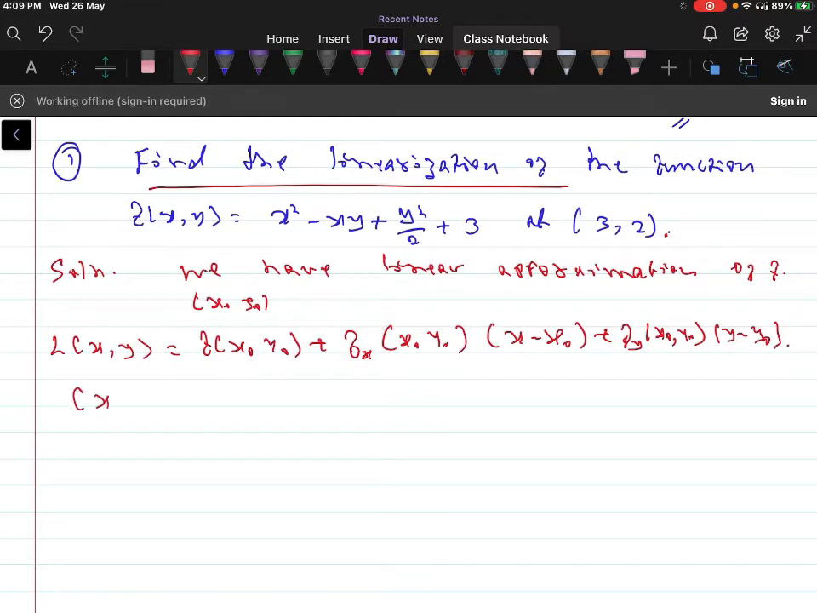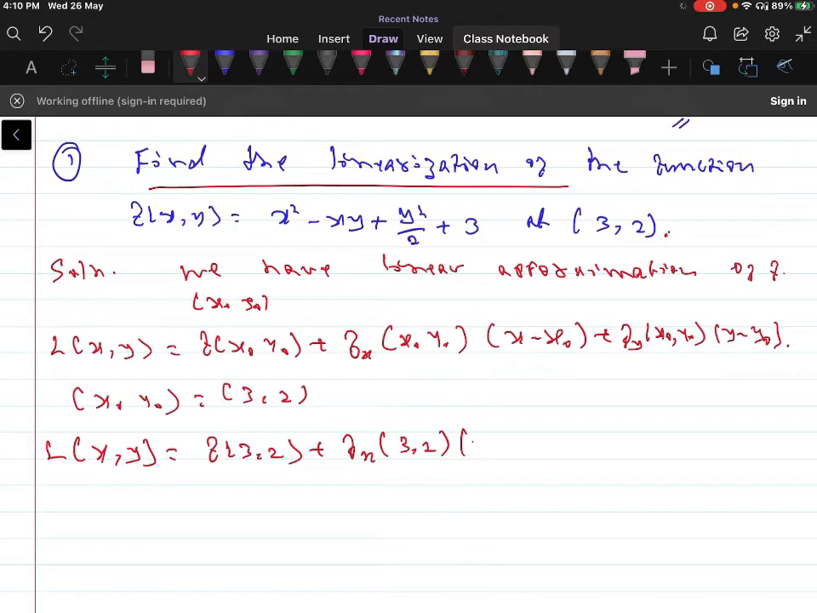Here x naught comma y naught is equal to 3 comma 2. Therefore L of x comma y can be written as f of 3 comma 2 plus fx at the point 3 comma 2 into x minus 3, where x naught is 3, plus fy at the point 3 comma 2 into y minus 2. That is equation 1.